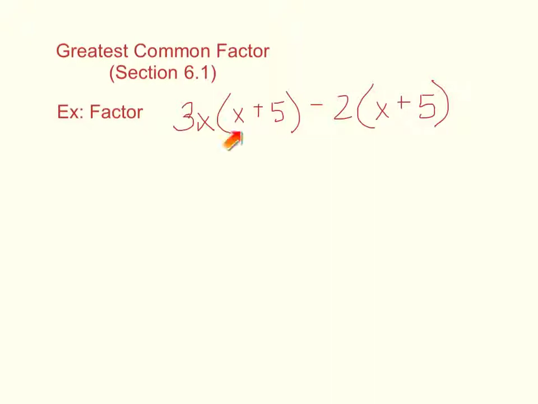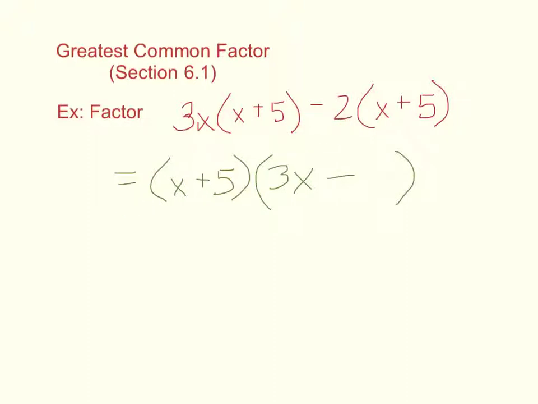So, but I do notice that there's an x plus 5 in the first term, and there's also an x plus 5 in the second term. So I can do what I did before and factor out that x plus 5. Factor out that quantity. And that's going to leave me with, now remember, I took out the x plus 5 here, so it'll leave me with 3x in the first term. And I factored out the x plus 5 that was here, so that'll leave me with minus 2 in the second term.